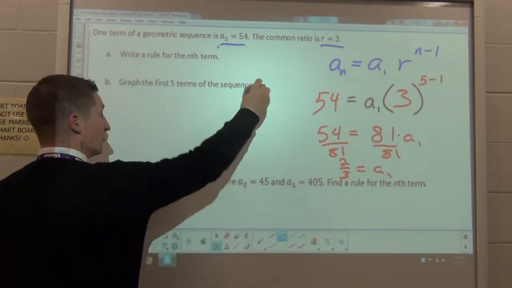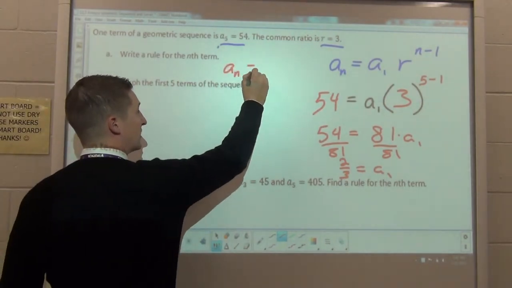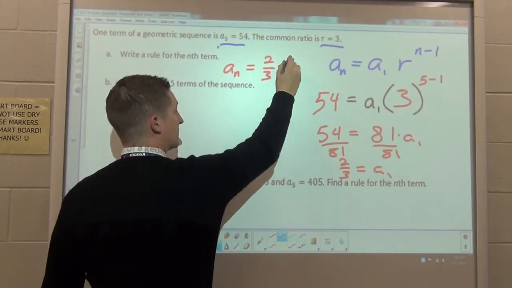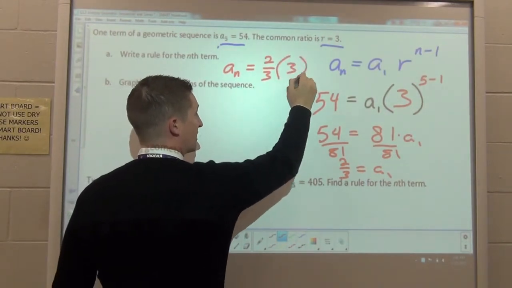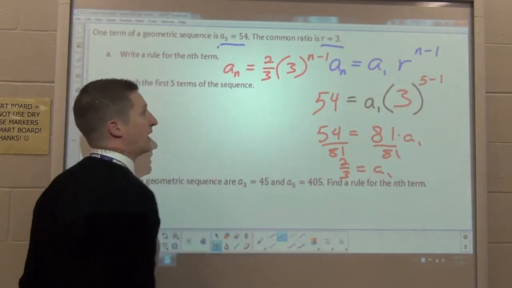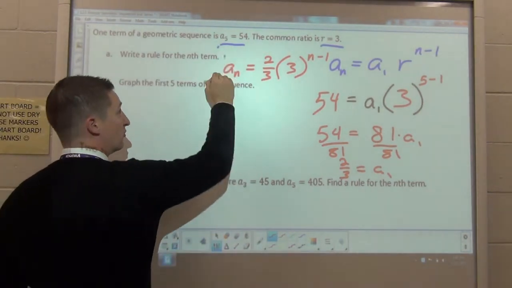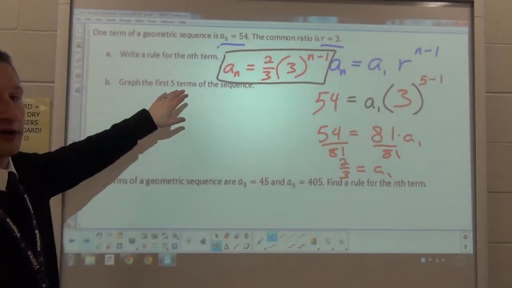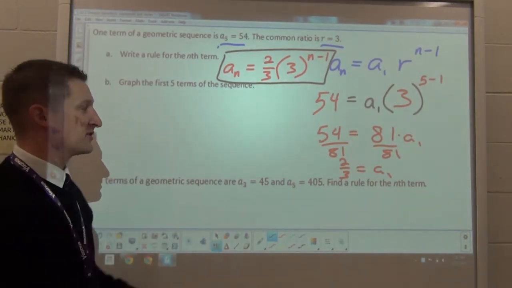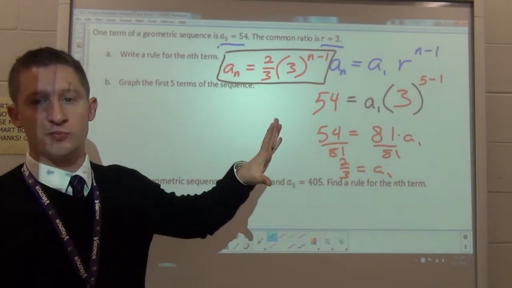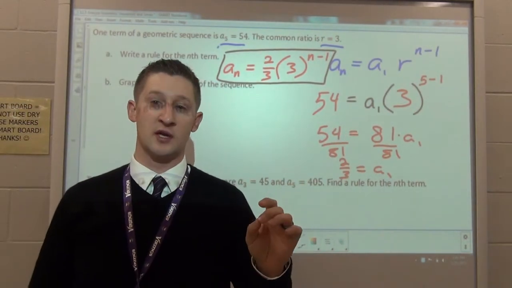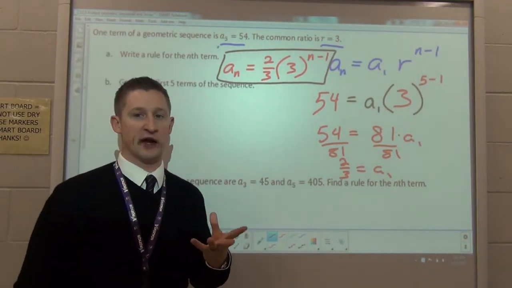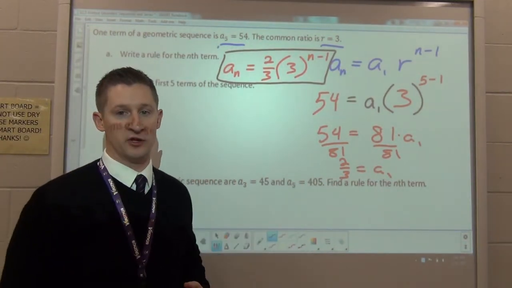I'm going to write my rule right here. The rule for this sequence is a sub n is equal to 2/3, the first term, times 3, the ratio, raised to the n minus 1 power. There's my rule for this particular geometric sequence. Now the second part says graph the first 5 terms of the sequence. In the assignment, if graphing is part of the directions, please ignore it. I just want to show you what this graph would look like because I think you'll recognize this graph from things that we've learned in the past.